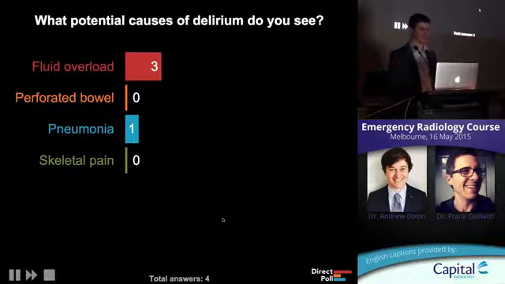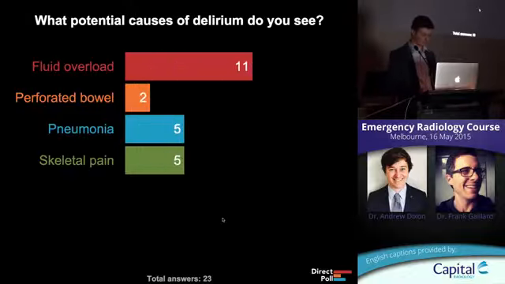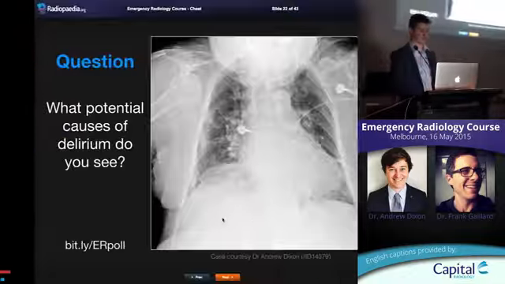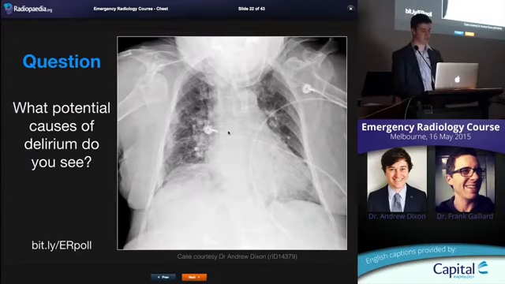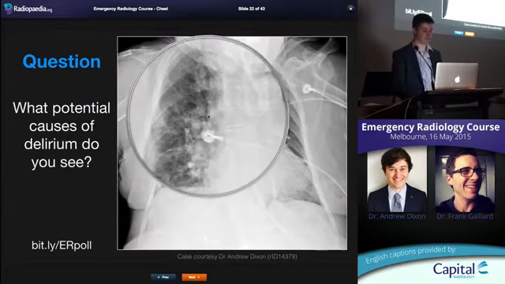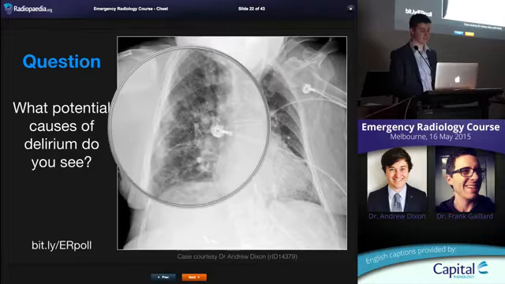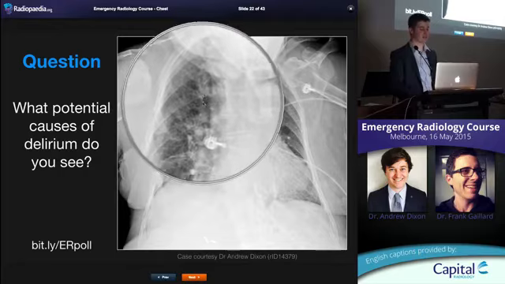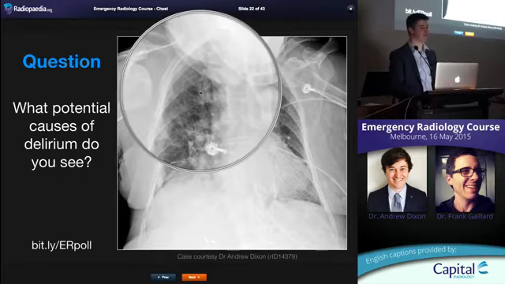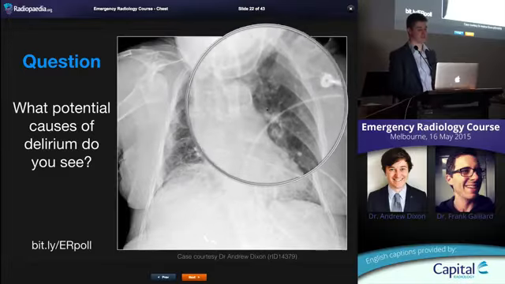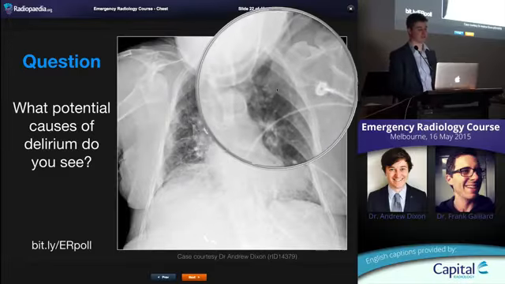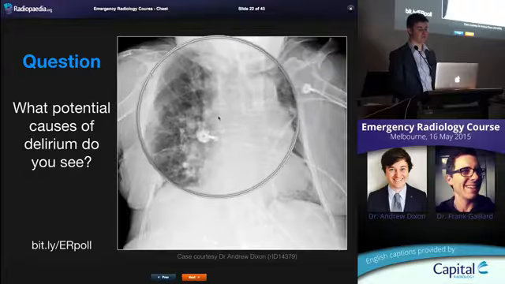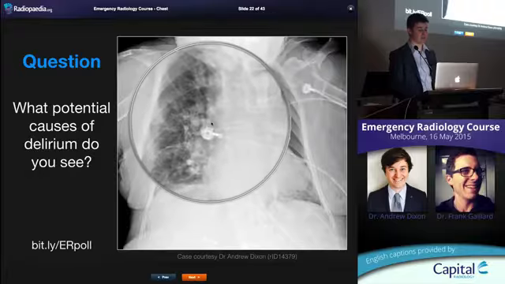So let's go back here. A few answers coming in. So fluid overload is the majority of people are recognising that. As we said earlier, this is an erect film. You can see that there's lots of vessels passing through this lung. There's venous congestion. The upper lobe vessels are very prominent. Okay, this patient's not supine, they're erect. They've got venous congestion, too much fluid on board. There's a big azygos vein sitting up over here as well.